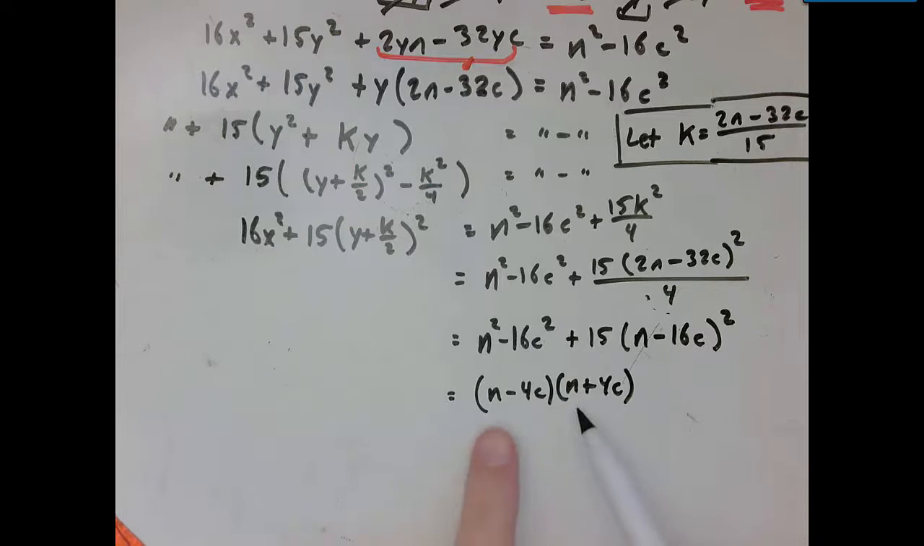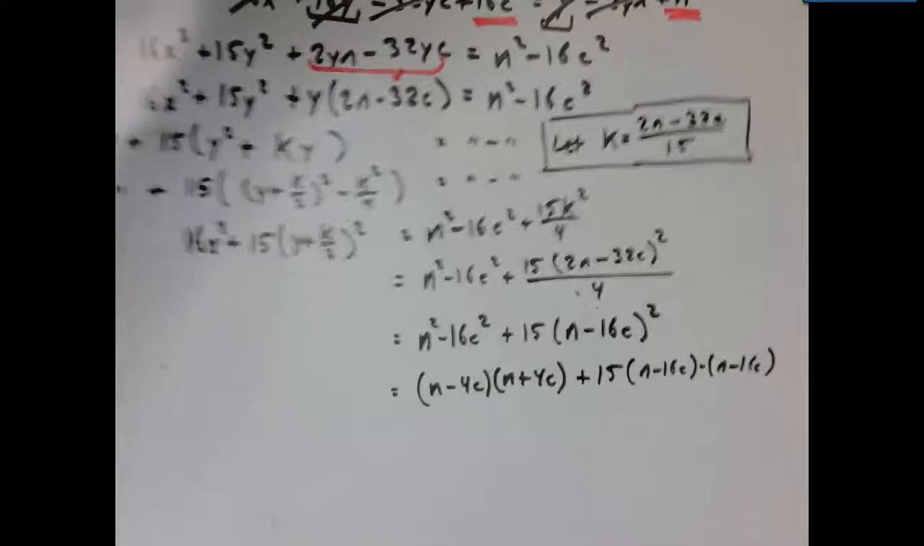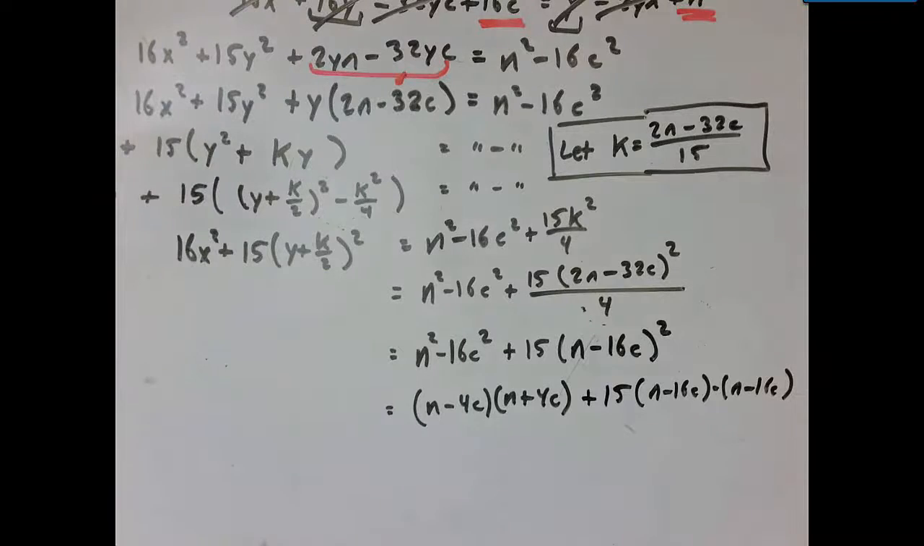Let's just make sure that makes sense. That's going to give me n squared plus 4nc minus 4nc, which cancel each other, and then minus 16c squared. So that works. And so then I've got 15 times n minus 16c times another n minus 16c, because that's what it means to square something.